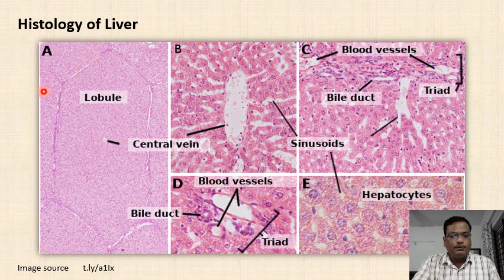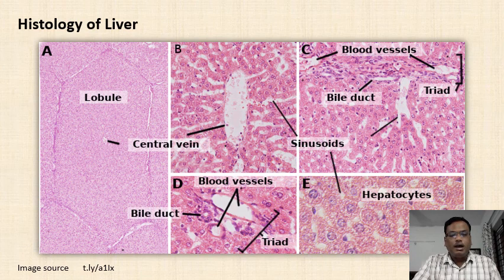So this is at a lower magnification. You can see here this is one lobe, hepatic lobule, right? So this hexagonal shape represents one hepatic lobule under the microscope. So this is how it appears under microscope. This is a transverse section of the liver tissue.